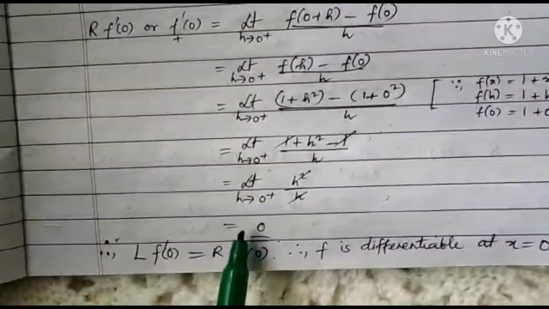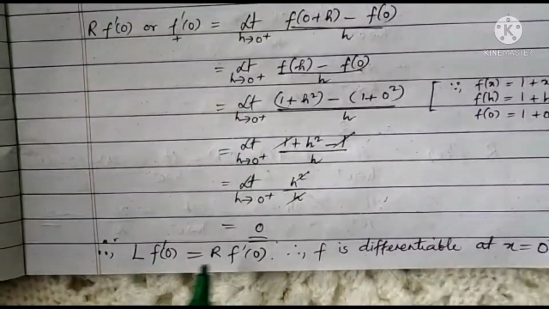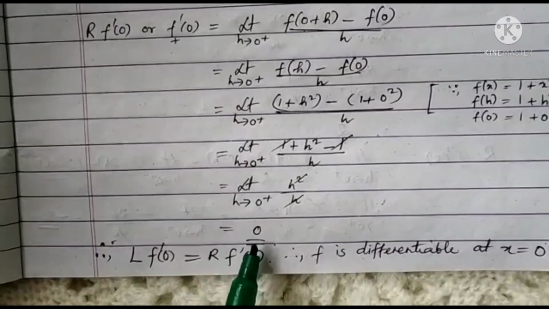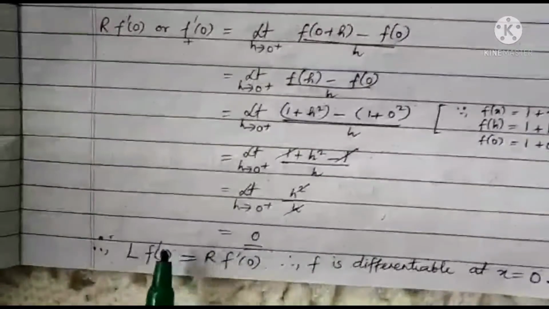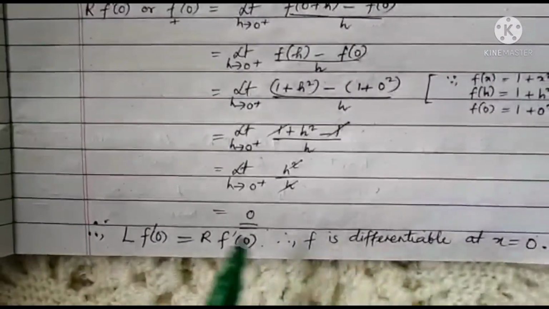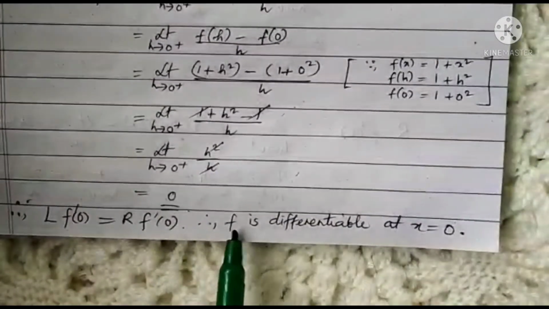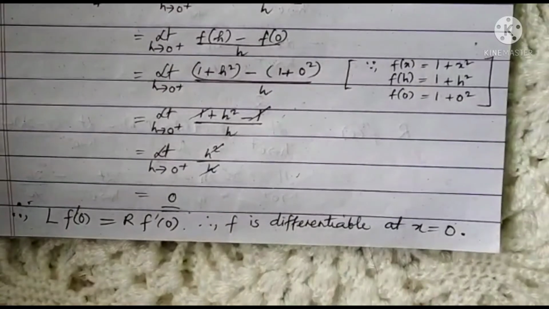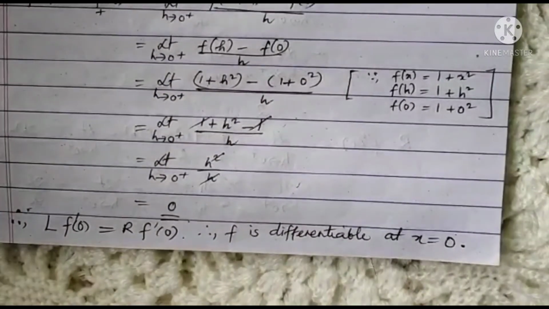So what am I finding out? My left hand derivative and right hand derivative both are equal to 0. Correct? And so my condition for differentiability is being fulfilled. So I will write f is differentiable at x equal to 0. So this is how your sum is to be done.